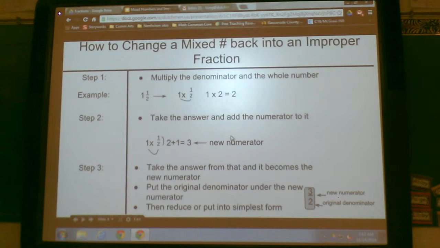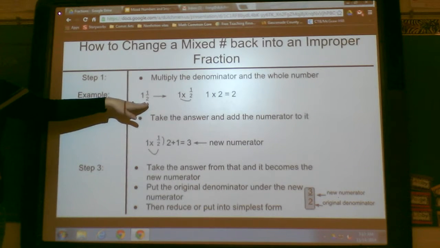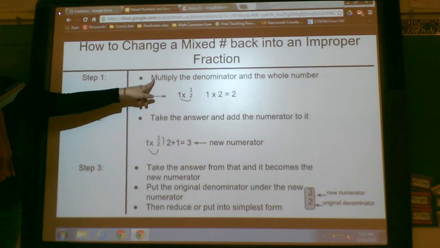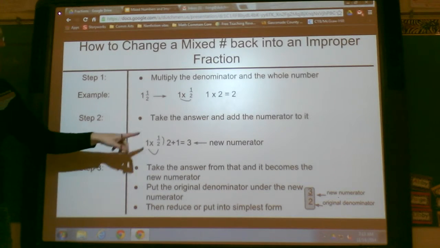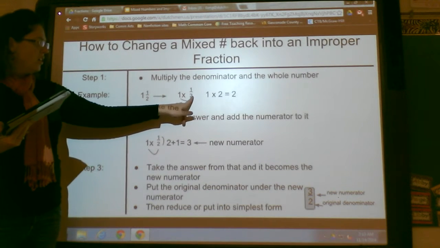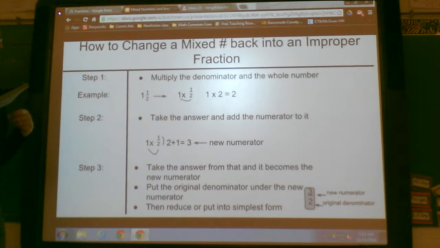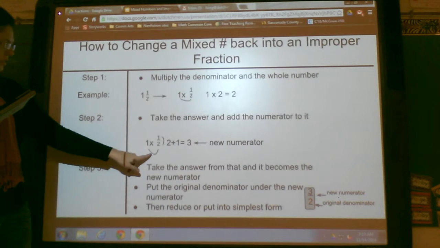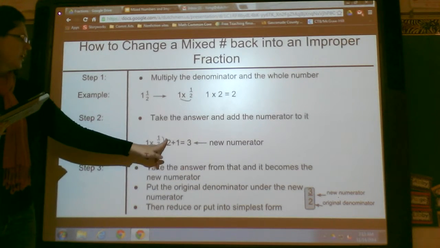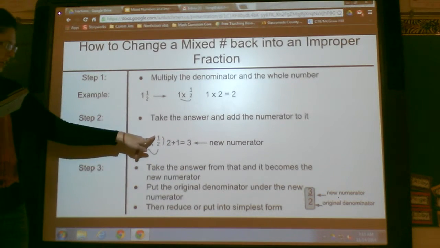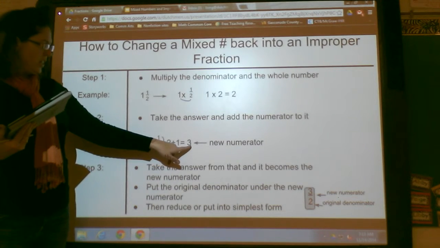Now we're going to flip-flop this. Now we are going to change a mixed number back into an improper fraction. So step 1, if we're given 1 1/2, we're going to multiply the denominator and the whole number. So we're going to multiply 1 times 2. 1 times 2 is 2. Then we're going to take that answer and add the numerator to it. We're now going to add our numerator. So 2 plus 1 is 3.